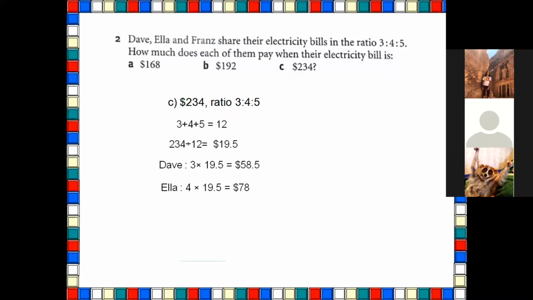Now Franz, the last person, has the last part of the ratio, which is 5. 5 times 19.5 is $97.5. This is how much each person will pay. Again, to make sure, just add your amounts. It should be the same total quantity.